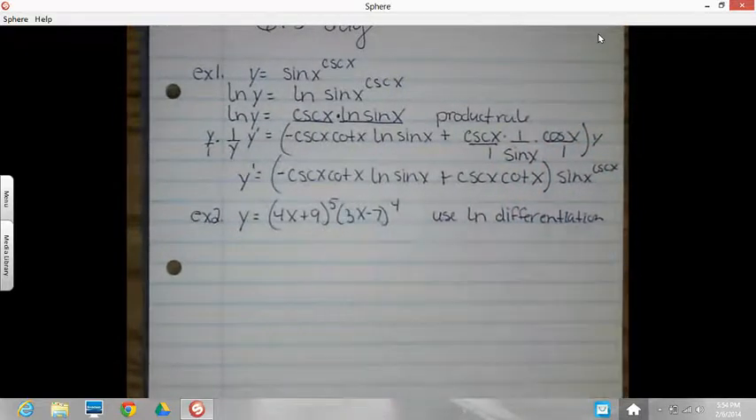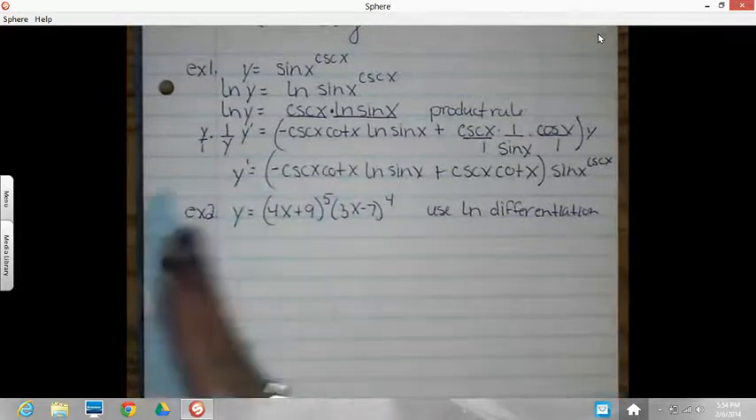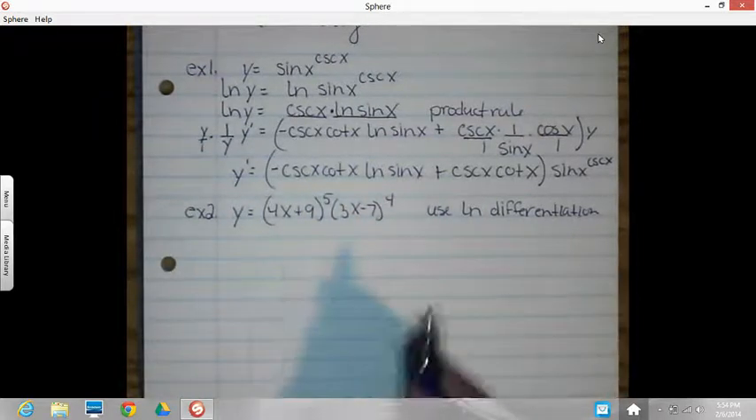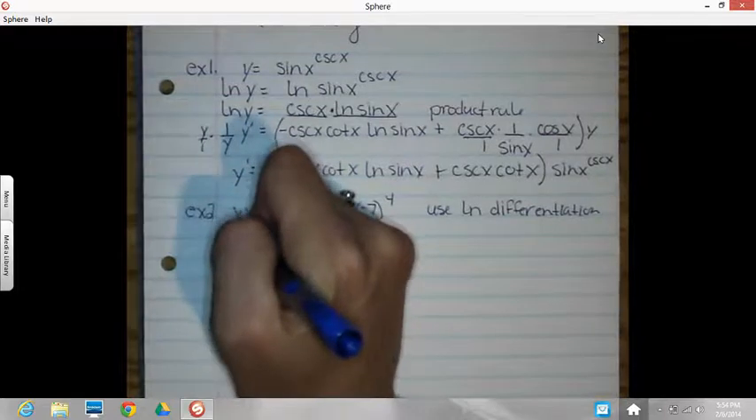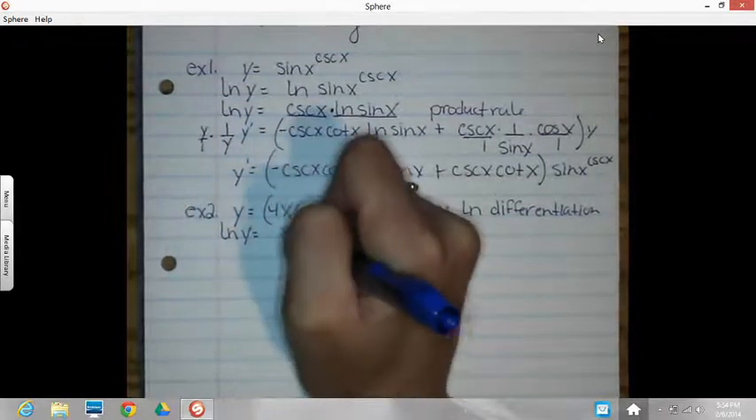To find the derivative here, what that means is hit it with a log on both sides. Even though I don't have to, we're going to, just to see that it does come out a little bit shorter than what we had before.